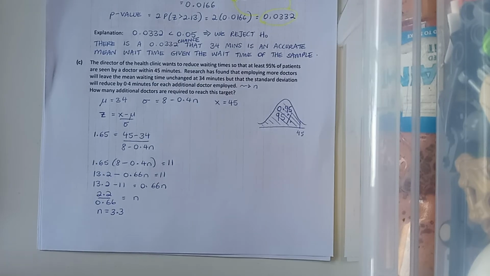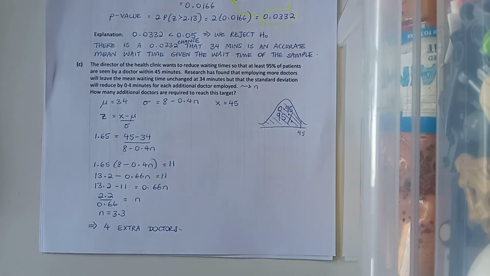So I'm getting a value of n equals 3.3. Now the thing is, I can't have 3 and a bit doctors, and I clearly need more than 3 in order to achieve my goal. So I'm going to have to round this up to 4 doctors. And that's part C completed. On to part D, last bit.